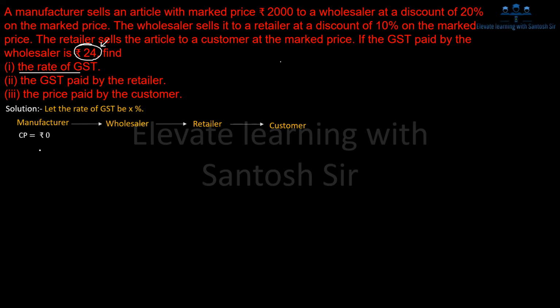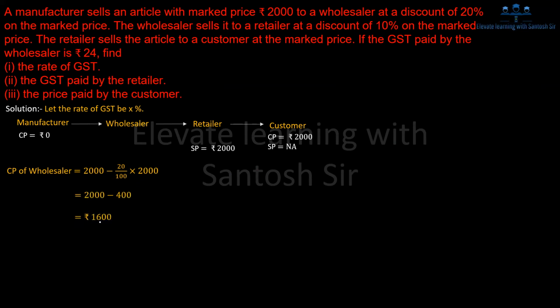Now, at what price is the retailer selling it to the customer? We know that it is the mark price, which is nothing but 2000. So the selling price of the retailer is equal to the cost price of the customer, which is 2000. Also, the customer is not selling it ahead, so the selling price of the customer is not applicable. Now, the manufacturer is selling it to the wholesaler at a discount of 20%. So the selling price of the manufacturer, or the cost price of the wholesaler, can be calculated by 2000 minus 20% of 2000, which is nothing but 1600.